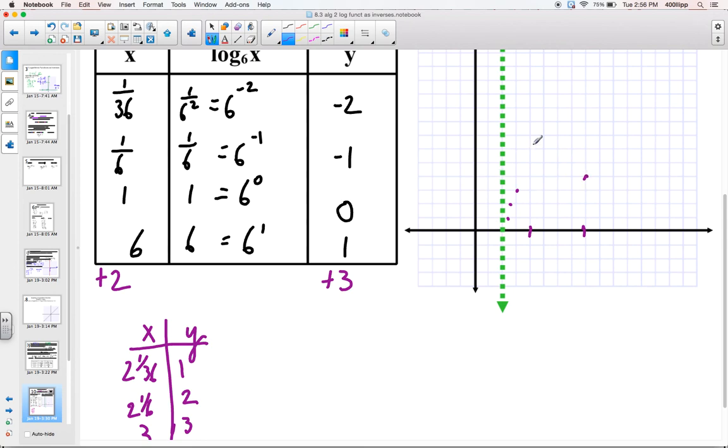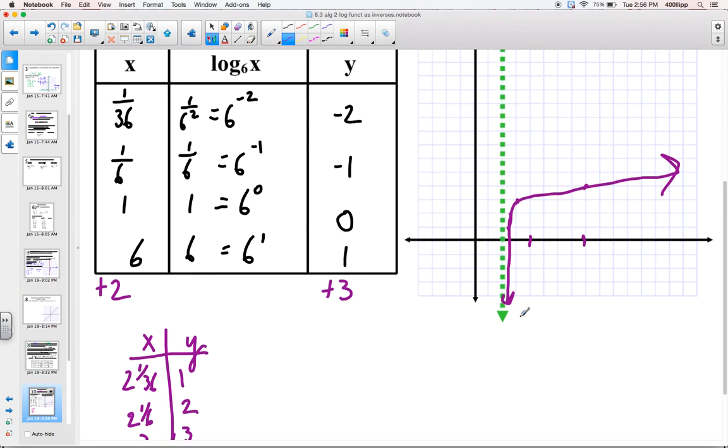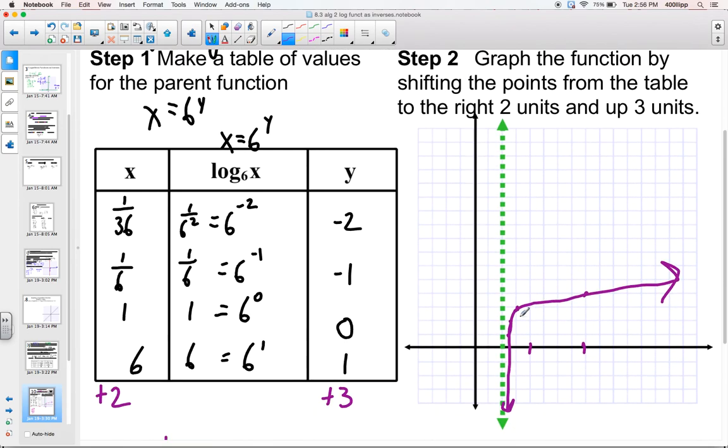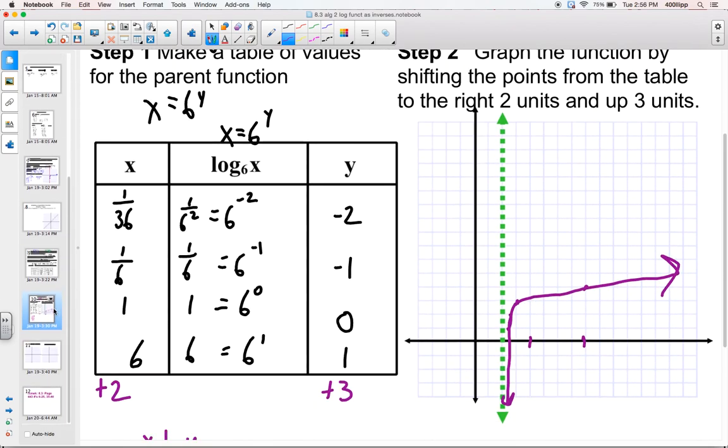And here we go. Okay, so connecting these points and showing that it keeps getting closer and closer to your asymptote here, coming down. And then this one showing that it's going to start to increase pretty fast. And that is our logarithmic function. And that will wrap it up.